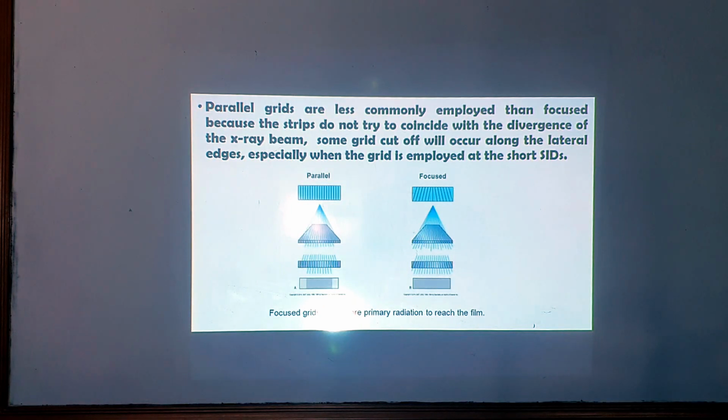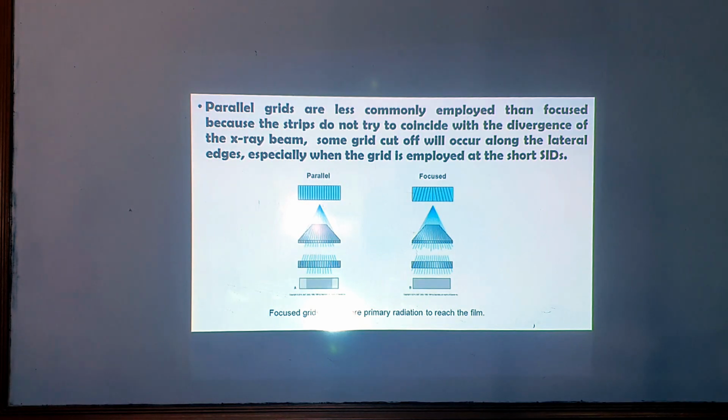Parallel grids are less commonly employed than focus grids because the strips do not coincide with the divergence of the beam. Some grid cut-off will occur along the lateral edges, especially when the grid is employed at shorter source to image receptor distance. Are we clear, guys?